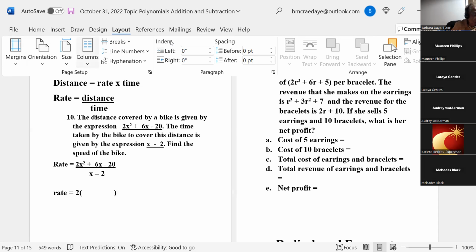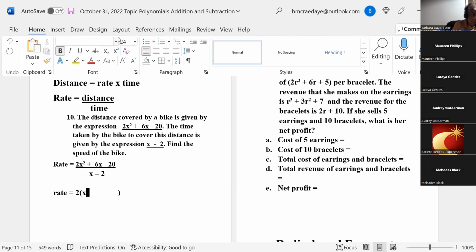2 times what gives you x squared? What goes here? I'm taking it to, it will be what, Audrey? X. X what? X to the second. X to the second, very good. That's it. So let's just put a 2 there, right?